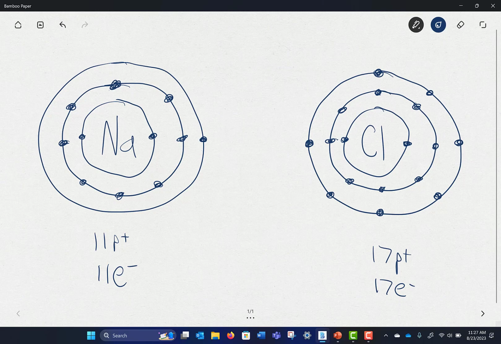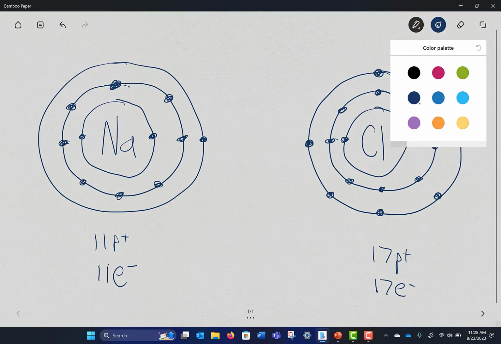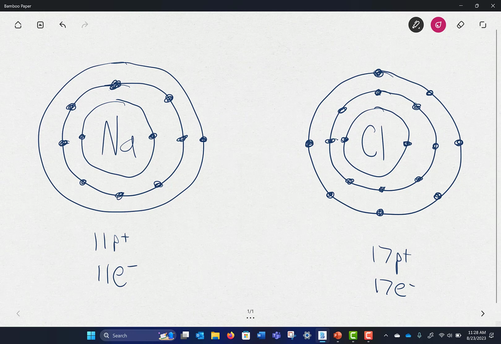Now, looking at the periodic table, we can see chlorine is all the way to the right. Sodium is all the way to the left. So which one is pulling more? Chlorine is further to the right, so it has greater electronegativity. It pulls electrons towards itself more. So chlorine is pulling its own electrons towards itself. Sodium is pulling on electrons. It's pulling its own electrons towards itself.